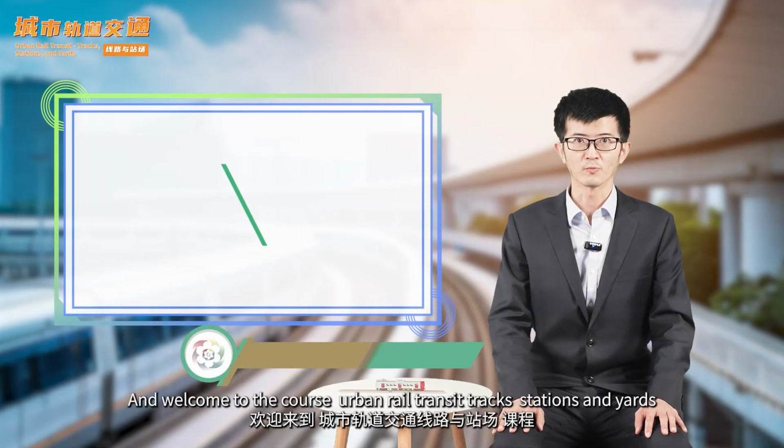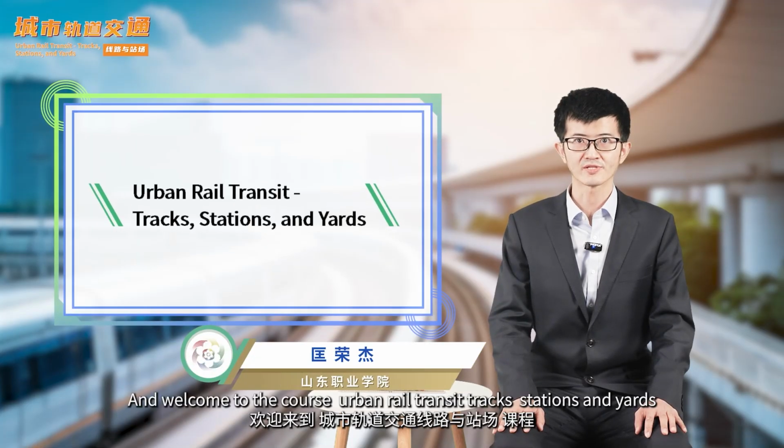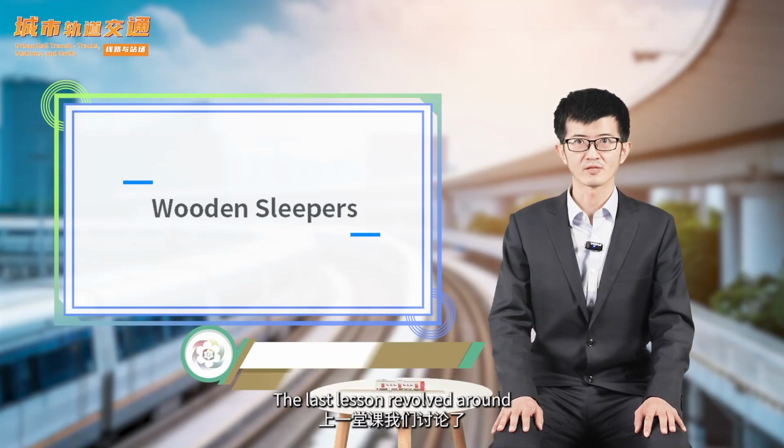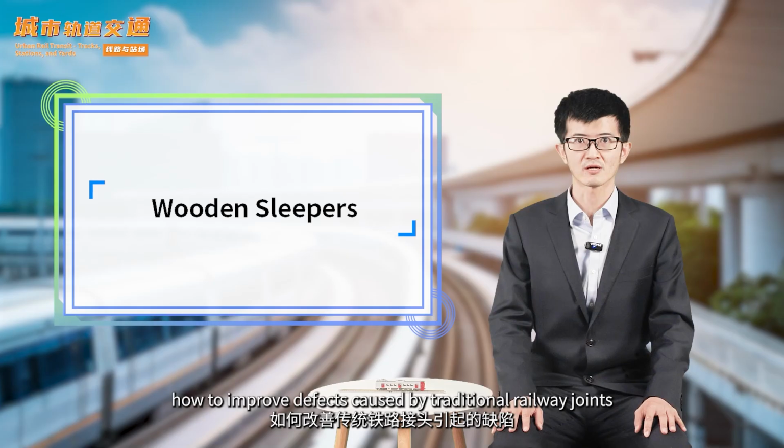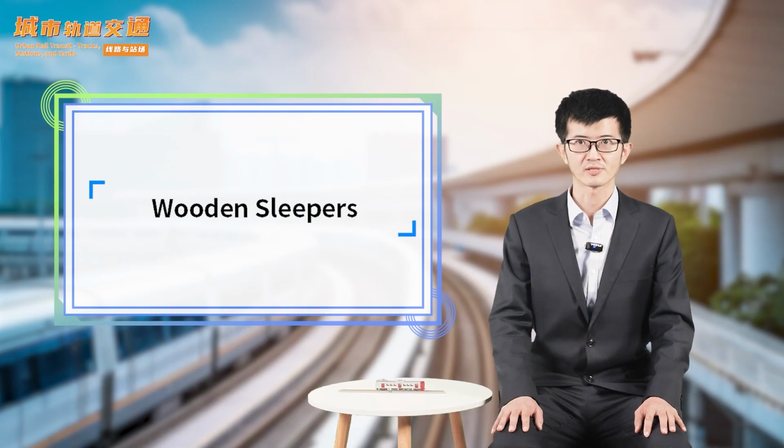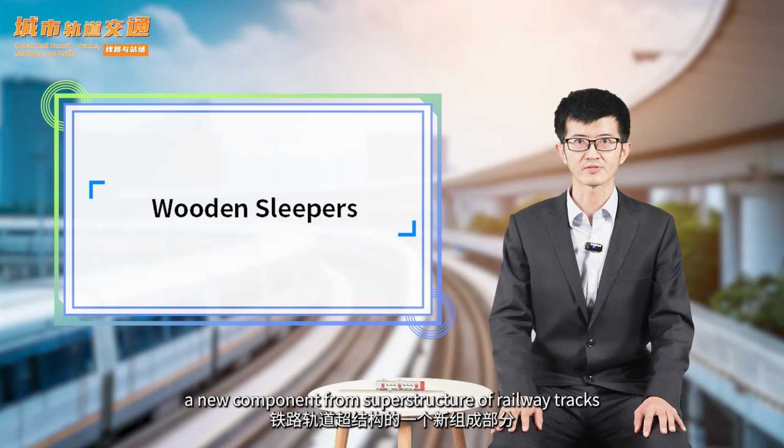Hello student, and welcome to the course Urban Rail Transit Tracks, Stations, and Yards. The last lesson revolved around how to improve defects caused by traditional railway joints. And this time, we're going to start off a new component from the superstructure of the railway tracks.